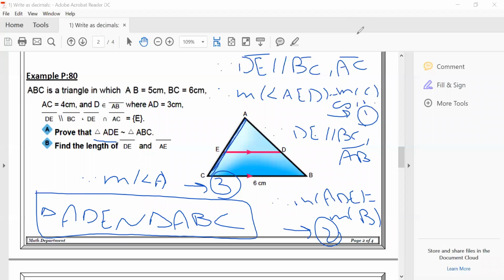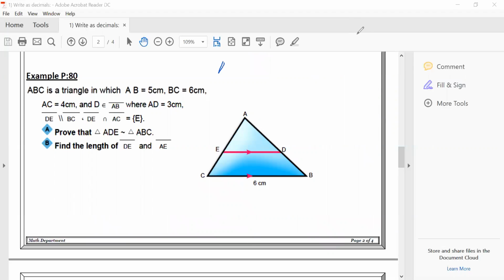After similarity, I have written that triangle ADE is similar to triangle ABC. The example didn't finish. He wants the sides that are not given. He wants these 2 sides. So now the step of writing the proportional sides. I can write the proportional sides now because I have already proved that the 2 triangles are similar.